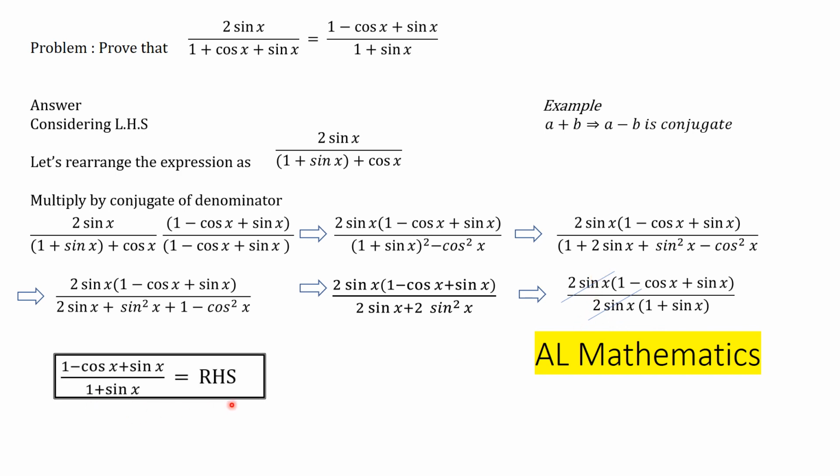So the tricky part in this problem is to identify that the conjugate of the denominator of the left hand side is in the numerator of the right hand side. At first look, it is quite hard to identify, but with some small rearranging, the problem can be easily solved.